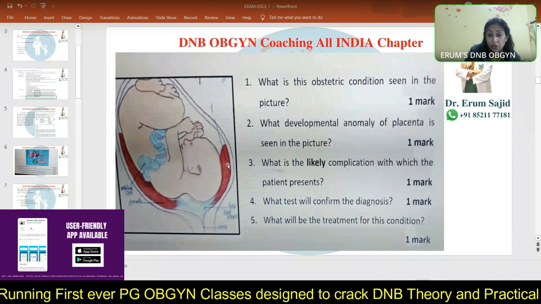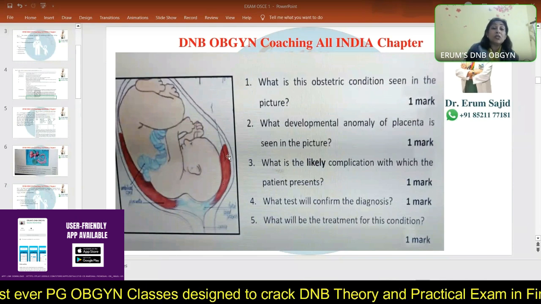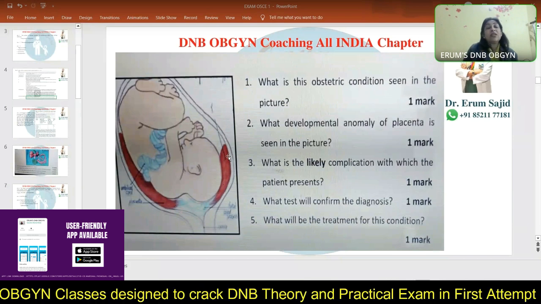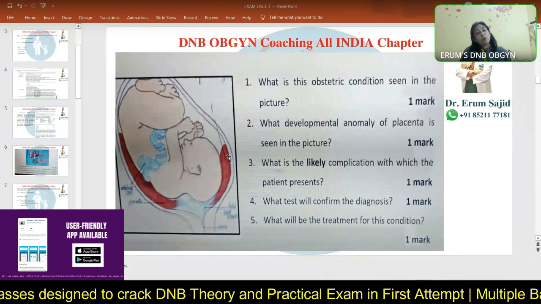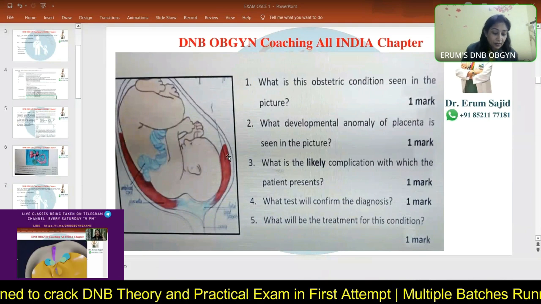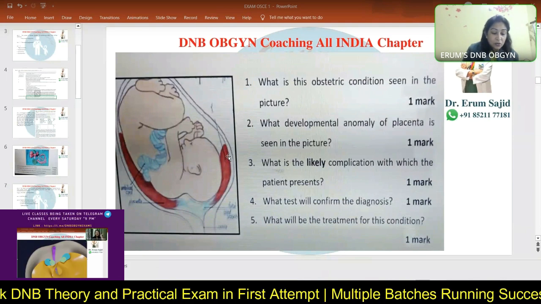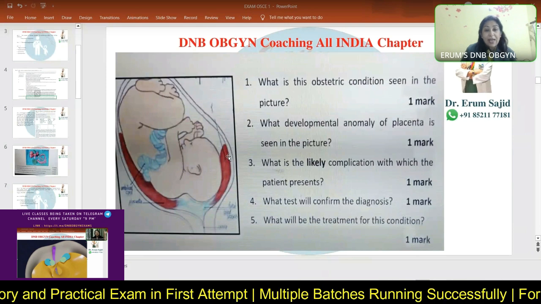This is a succenturiate lobe. How many of you do not know the succenturiate lobe? Please write down, for the sake of everyone, what exactly is a succenturiate lobe of the placenta? Tell me that. It's a brief recapitulation for all of us.